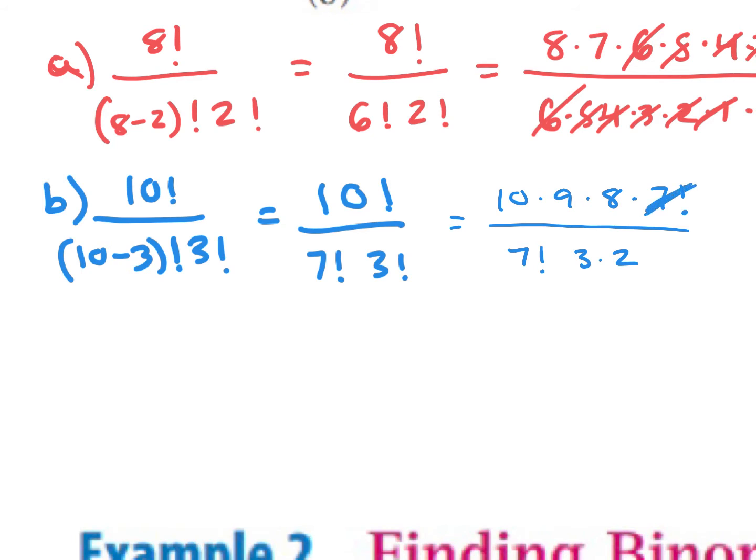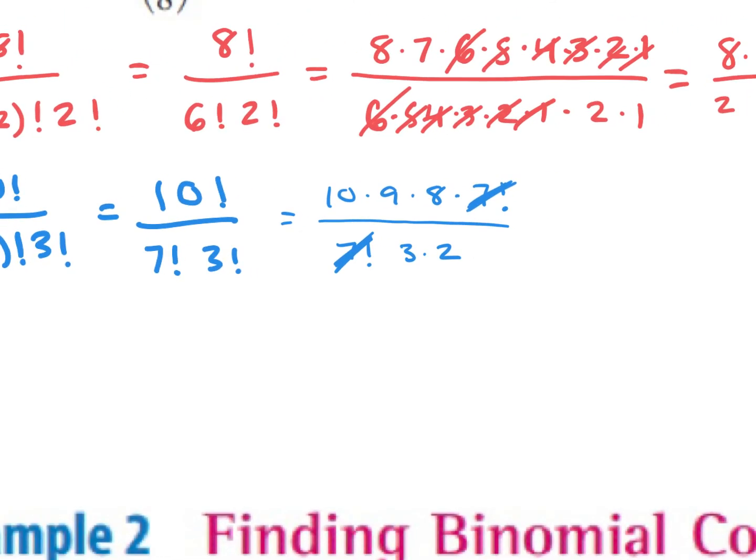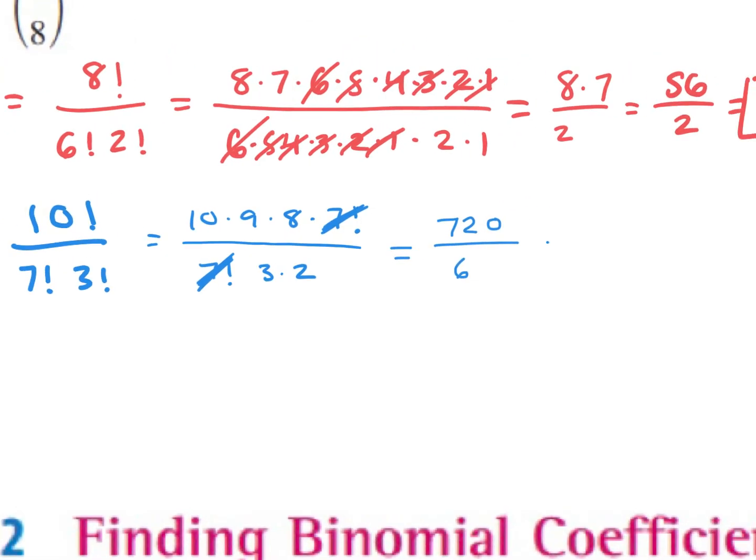So this 7 factorial is like saying 7 times 6 times 5 times 4 times 3 times 2 times 1. Same with this one, so these just cancel out. They're the same thing. So on top, I'm left with 10 times 9 times 8. Anybody know what 10 times 9 times 8 is? 720. And then on the bottom I have 6. What's 720 divided by 6? 120. Perfect.